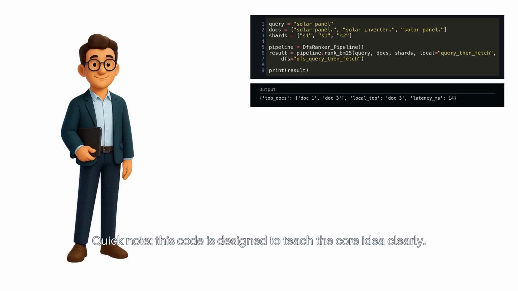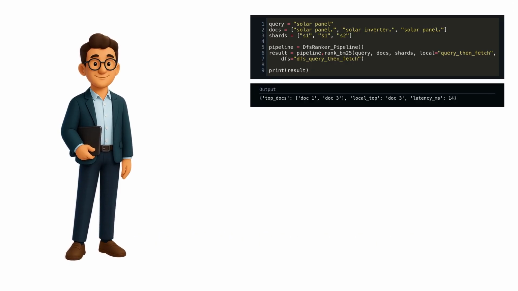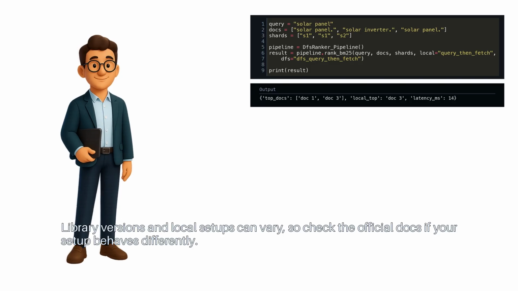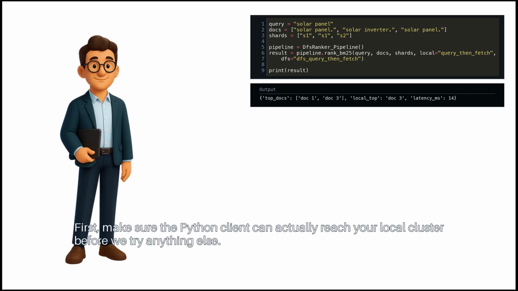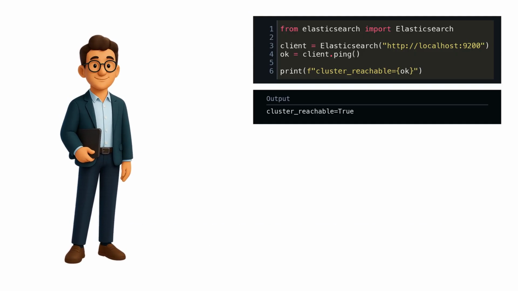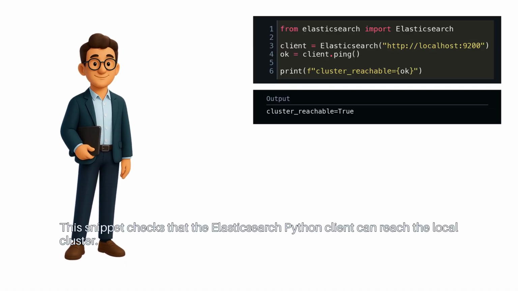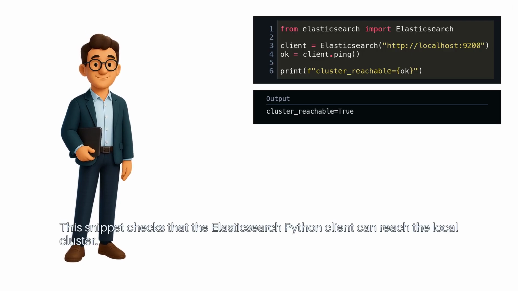Quick note: this code is designed to teach the core idea clearly. Library versions and local setups can vary, so check the official docs if your setup behaves differently. First, make sure the Python client can actually reach your local cluster before we try anything else. This snippet checks that the Elasticsearch Python client can reach the local cluster.